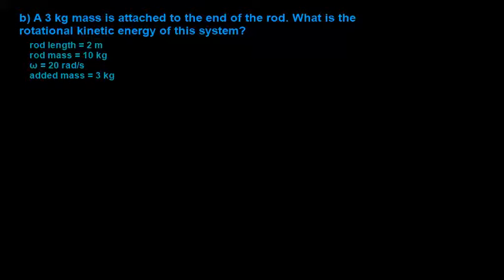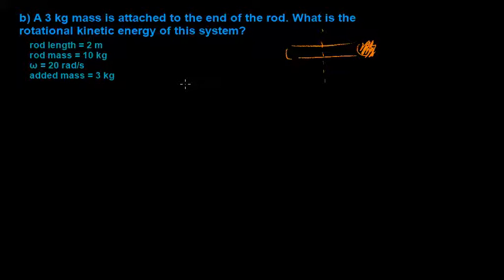So we've moved on to part B of our rotational kinetic energy problem. Part B says that we have a 3 kilogram mass that is now attached to the end of our rod, and we want to know what is the rotational kinetic energy of this system. Whereas before we just had the rod spinning on its axis in the middle, we now have some mass attached to the end of this rod that we want to add into our system from before.